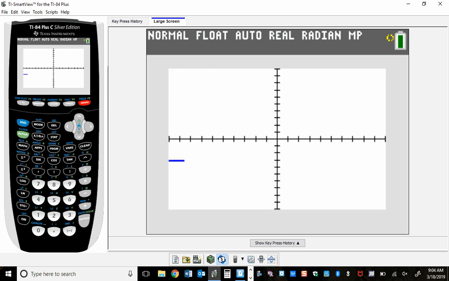Graph yours and make sure it looks just like mine. If not, raise your hand. Can I help you? Is everyone good with this one? All right, good.